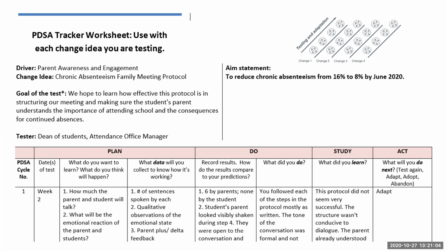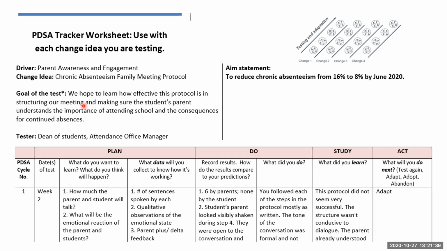So all of those pieces at the top there, the driver, the change idea, the aim statement, are all things that you can pull straight out of your driver diagram to add onto your tracking sheet. And so again, in addition to thinking about your aim statement, what your driver is and what your change idea, and if you remember, your change idea should impact your driver, which should impact your aim statement. You also want a goal of the test itself.